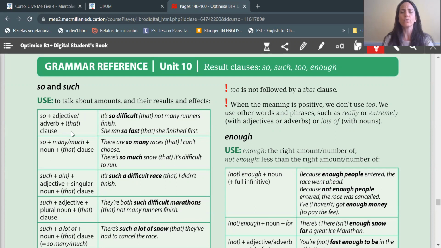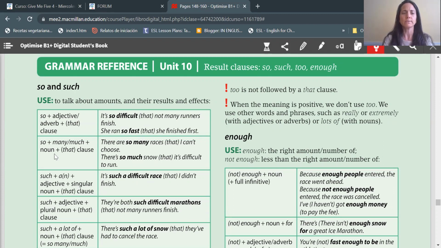Yes? So the first structure is so plus an adjective or an adverb, plus optional that plus a clause. Let's read the examples. It's so difficult that not many runners finish. So here we have so plus adjective, optional that. And the other example, she ran so fast that she finished first. So here we have so plus an adverb and the optional that.